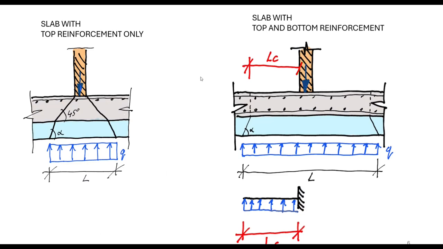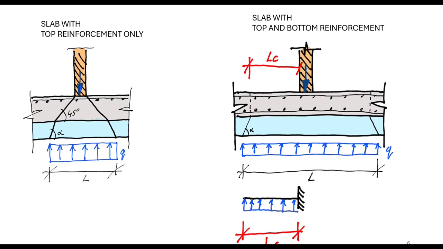On the left side, where we have a slab with top reinforcement only, we can spread our loading only by assuming that the load is spreading at 45 degrees through the concrete slab and through the fill below the concrete. So our spread distance is quite limited for soil.